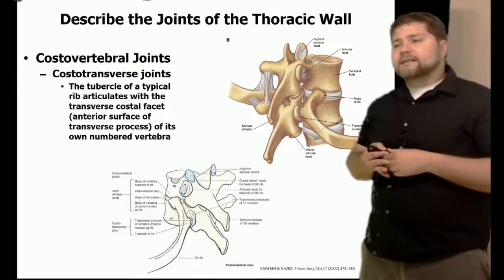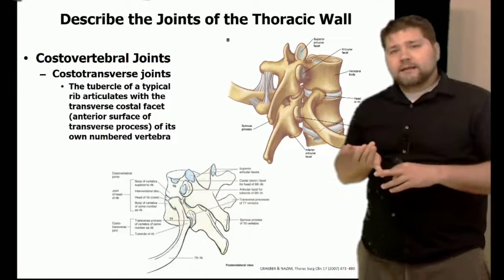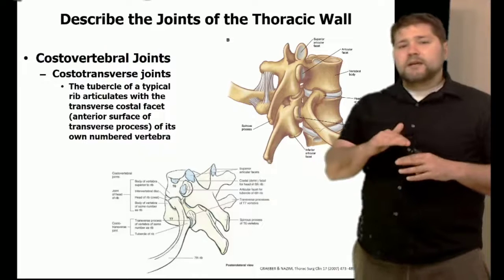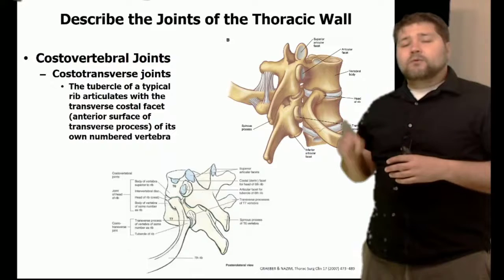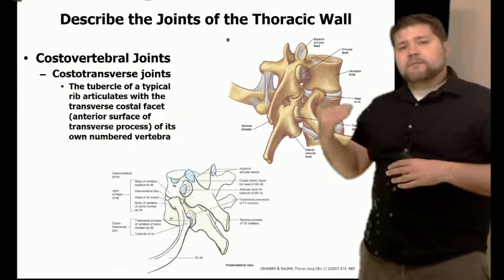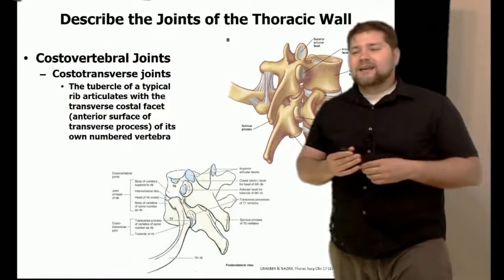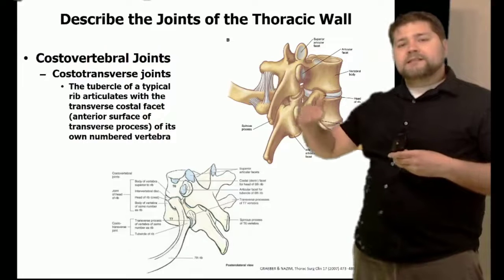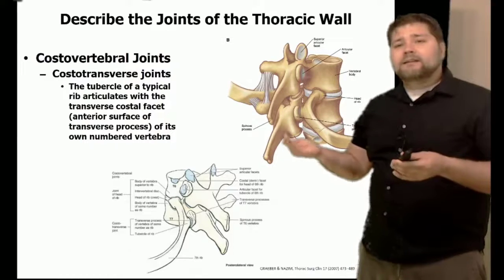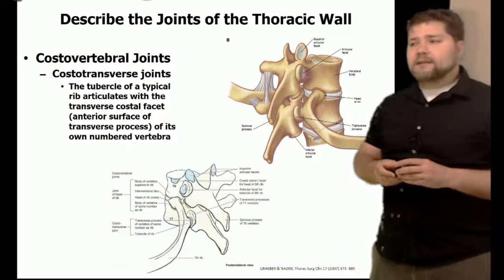So again, we'll go back to rib 6. We know that it's going to articulate on the superior costal facet on T6, as well as the transverse costal facet on T6. It's also going to articulate at 1 site on the thoracic body above it. So the inferior costal facet of T5 is also going to bond with rib 6. So hopefully that makes sense.